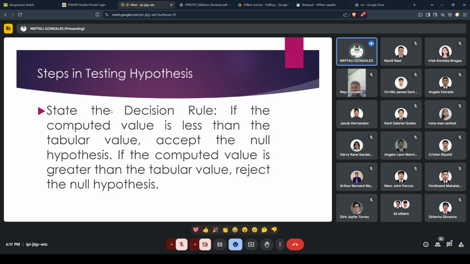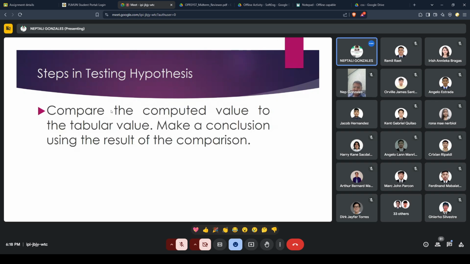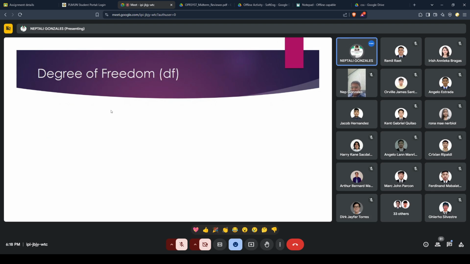Lastly, state the decision rule. If the computed value is less than the tabular value, accept the null hypothesis. If the computed value is greater than the tabular value, reject the null hypothesis. Compare the computed value to the tabular value. Make a conclusion using the result of the comparison. So these are the steps. I will make a specific example later.